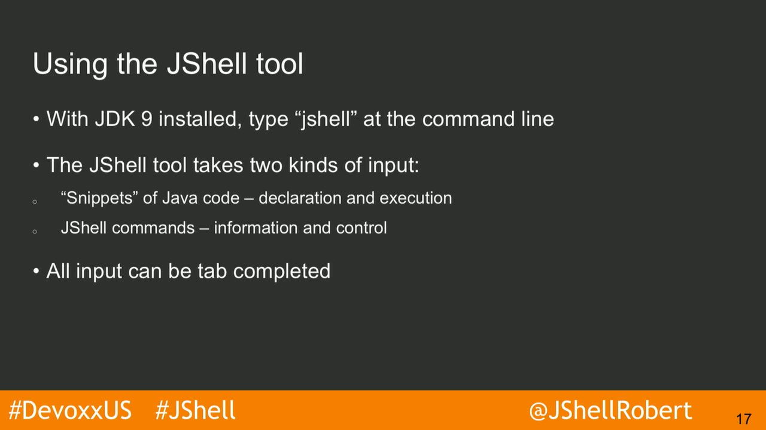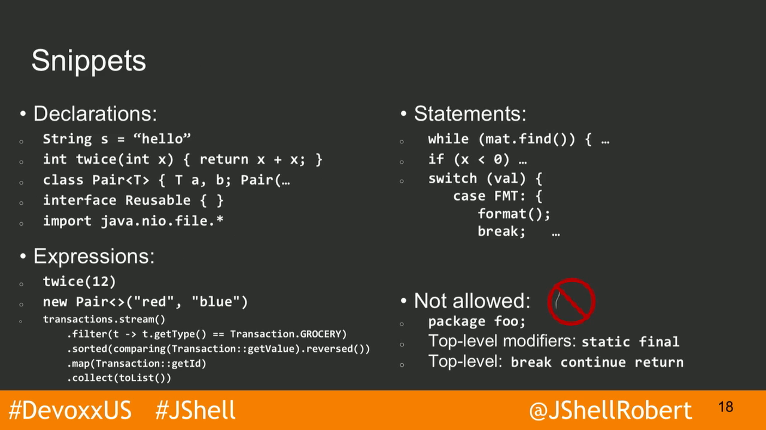Either of those can be tab completed. You can tab complete a command, an argument, or a snippet. Okay, snippets. They can be a variable declaration, method declaration, class declaration, interface, import. If you can declare them in Java, you can. They're a snippet in JShell.